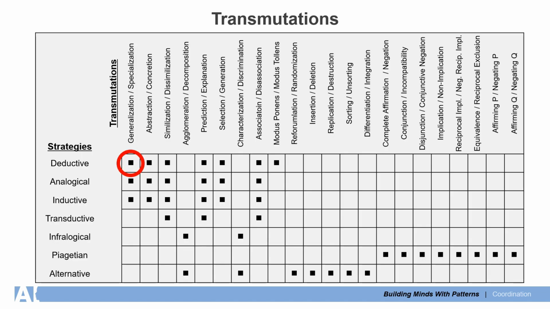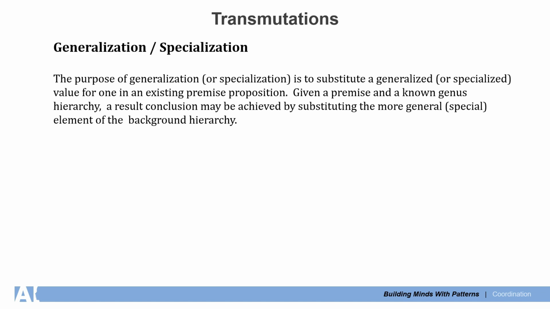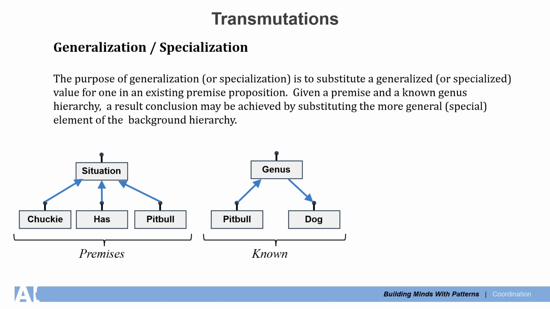Generalization and specialization are transmutations that can be done in a deductive, analogical, or inductive manner. The purpose of generalization or specialization is to substitute a generalized or specialized value for one in an existing premise proposition. Given a premise and a known genus hierarchy, a result conclusion may be achieved by substituting the more general or special element of the background hierarchy.